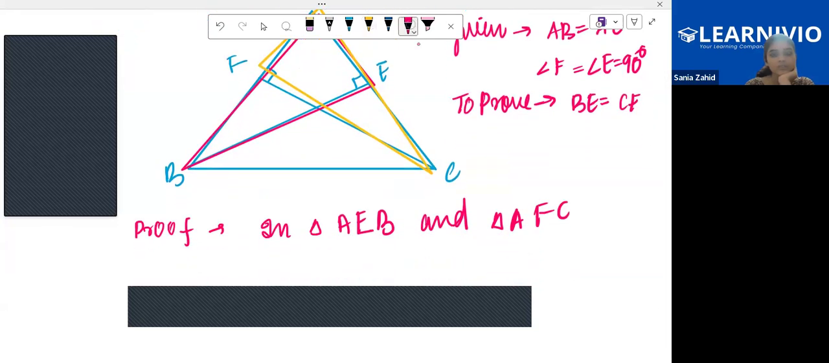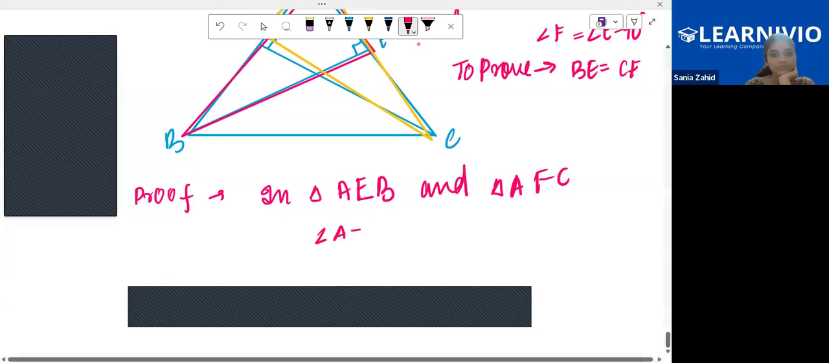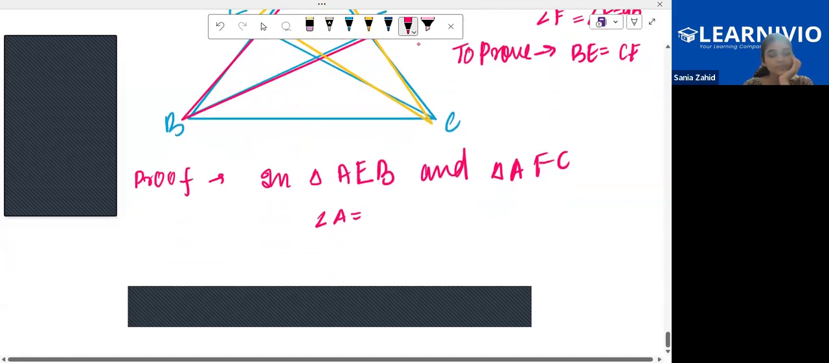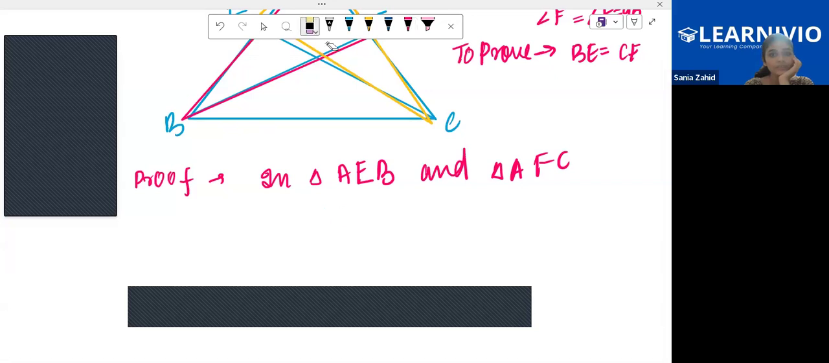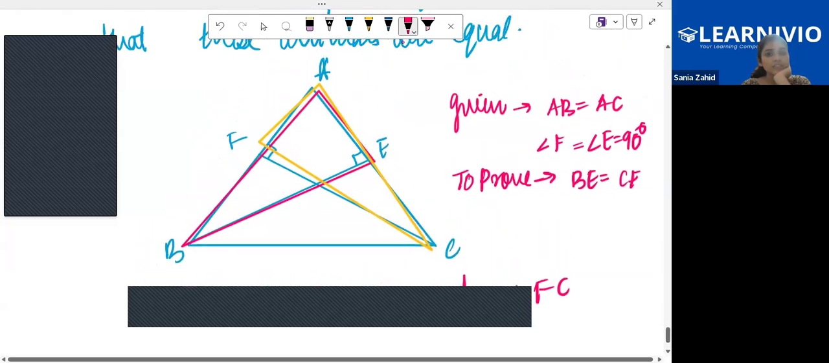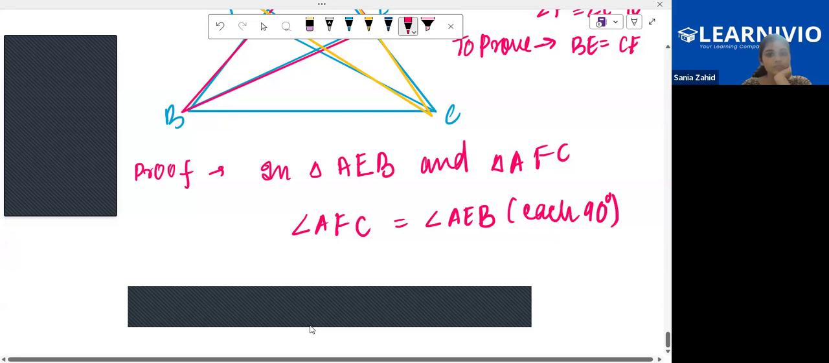Tell me. So angle F is equal to angle E because they're both 90 degrees. Fine. Please name the proper angle, not just angle F. It's angle AFC and angle AEB. And common angle A for both triangles.